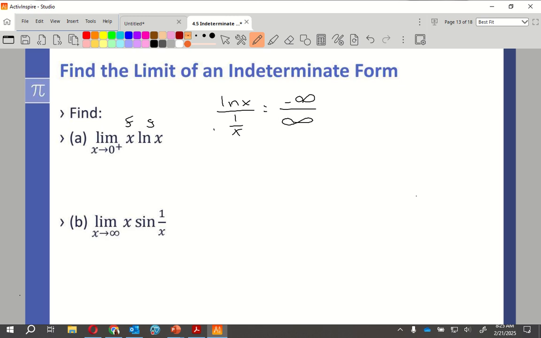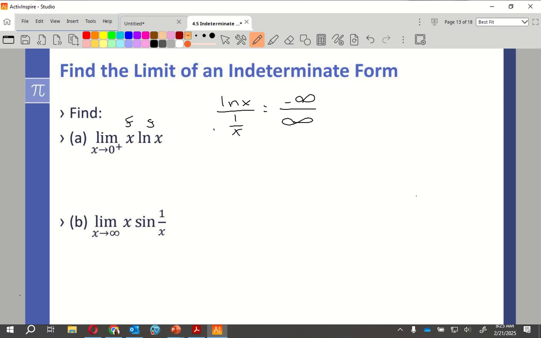I need the indeterminate form. So now we have indeterminate. So from here, this one will work. So I could go ahead and now use L'Hospital's rule, or L'Hopital's rule. So I can do the derivative now from here.